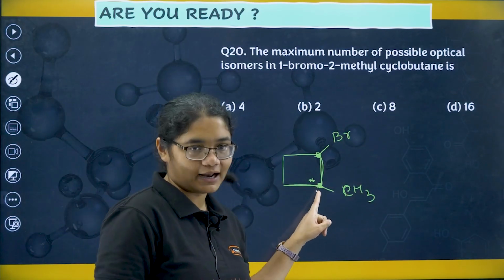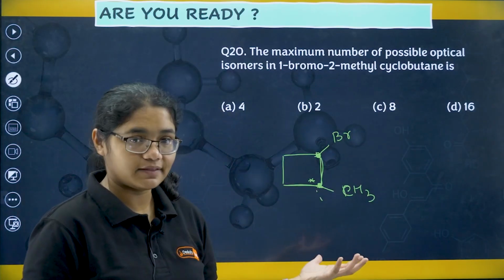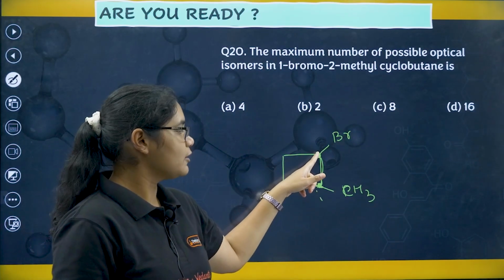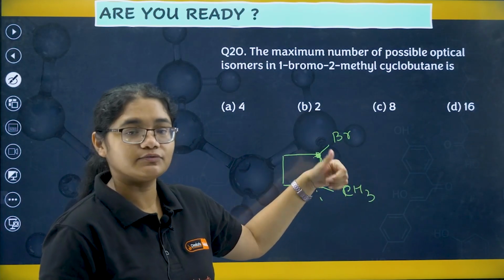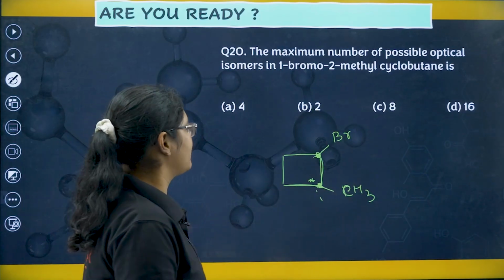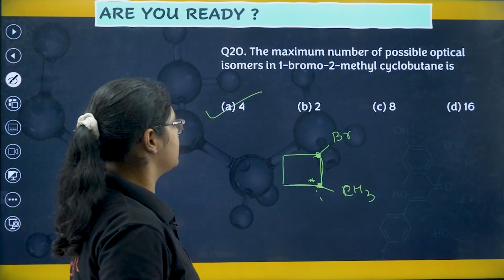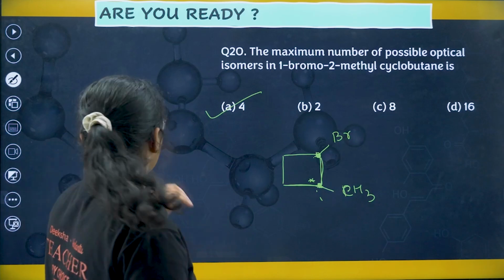This is one optical isomer. Its mirror image will be another optical isomer. This compound will be optically active and its mirror image will also be optically active. So total I will have 4 here. So option number A.